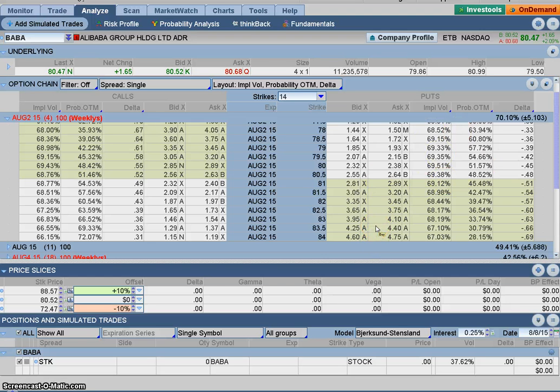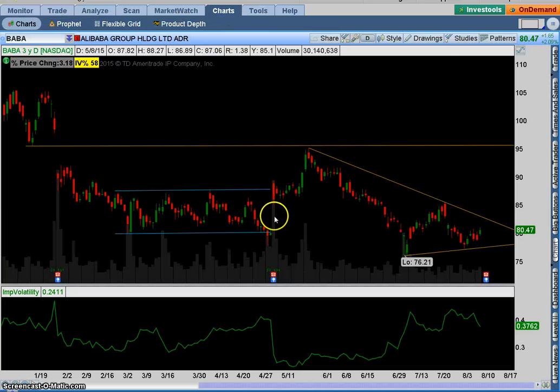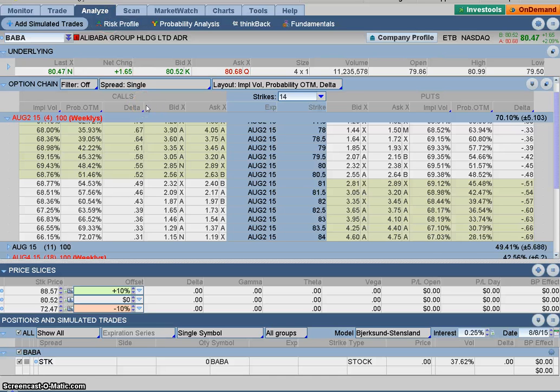Knowing that, we have to think about a couple of things here. Based on how it's moved before, we could certainly calculate it out, and there are other ways we could look and see how much it's moved previously. But we can see here it moved at least 5 points, and over here it moved about 8 points. So we do tend to get some fairly large moves on Alibaba on earnings.